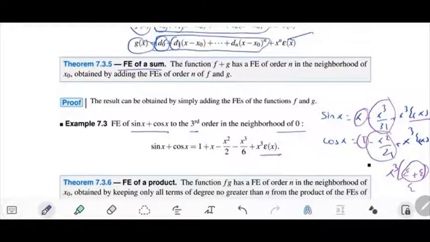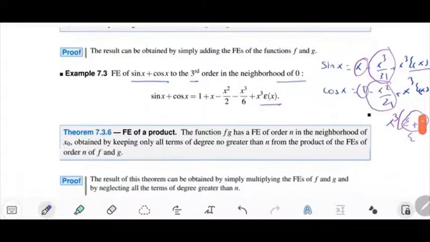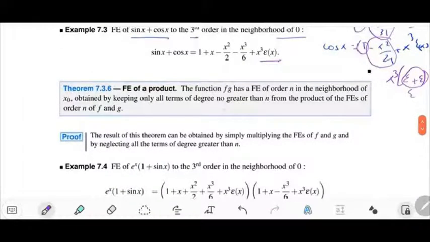Now what if we want to calculate the finite expansion of a product, f times g, to the order n? Then the finite expansion of fg will be obtained by multiplying the finite expansions of f and g and by keeping the terms of order less than or equal to n.